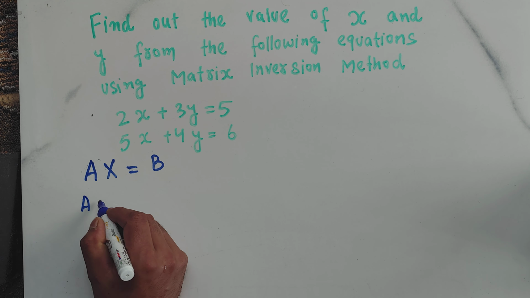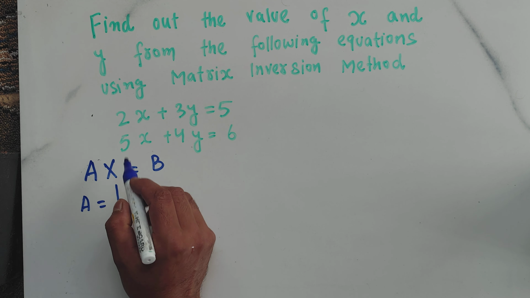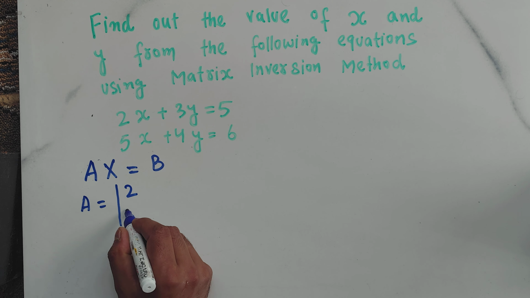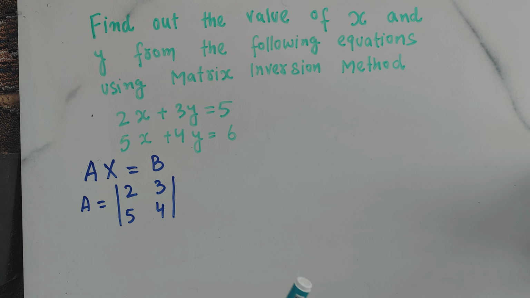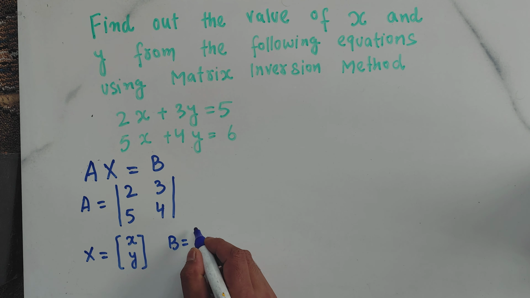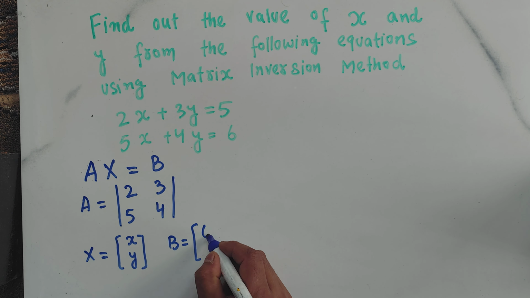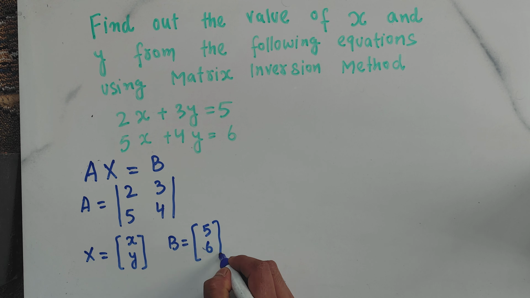A is the coefficient matrix, the coefficients of x's and y's in the two equations. Coefficient of x in the first equation is 2, in the second it is 5. Coefficient of y in the first equation is 3, and in the second equation it is 4. So this is the coefficient matrix. Now X is the solution vector, that is, we want to find out the values of x and y, so we call this the solution vector. Now B is the vector of constant terms, so we have 5 and 6. So first thing is to write the given system of equations in matrix form.